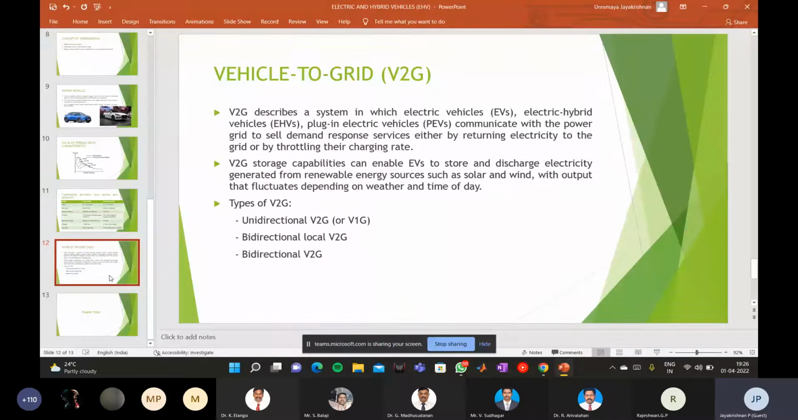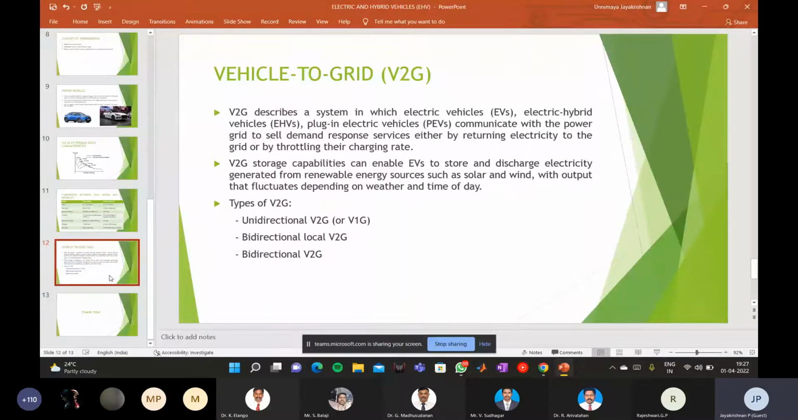Also, V2G storage capabilities can enable EVs to store and discharge electricity generated from renewable energy sources such as solar and wind, with output that fluctuates depending upon the weather and the time of day. Types of V2G are unidirectional V2G, bidirectional local V2G, and bidirectional V2G.